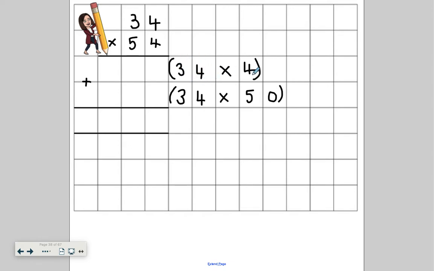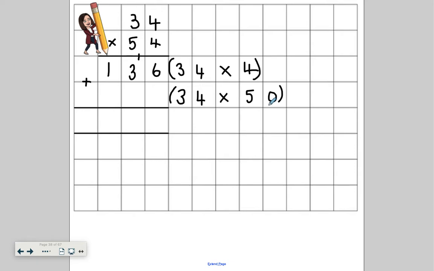So I do 4 times 4, which is 16. So I have a 6 and carry the 1 above because I need my bottom space for my next answers. Then I have 3 times 4, which is 12. But I've got this little friend up here that I need to remember to add, so it makes it 13. So I have my 3 there. And I didn't have anything to carry from before, so my 1 just goes straight in to that column.